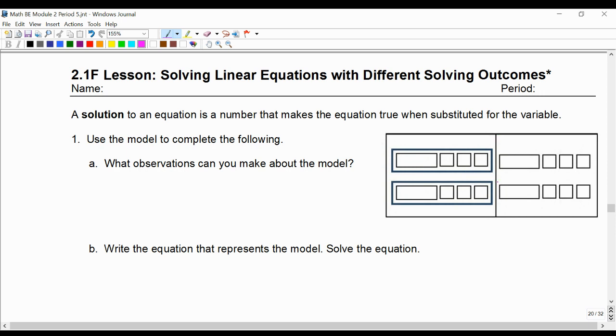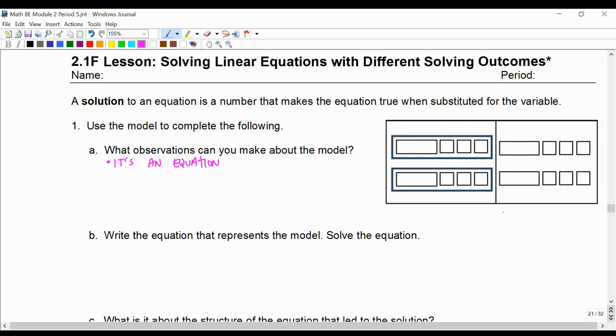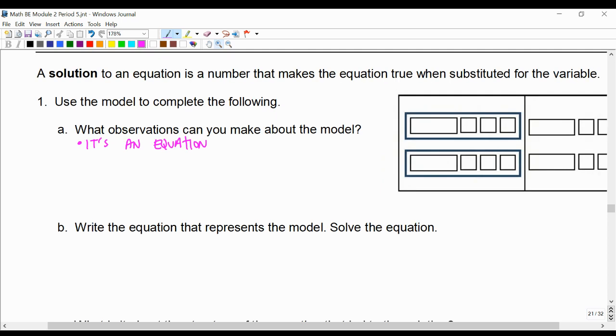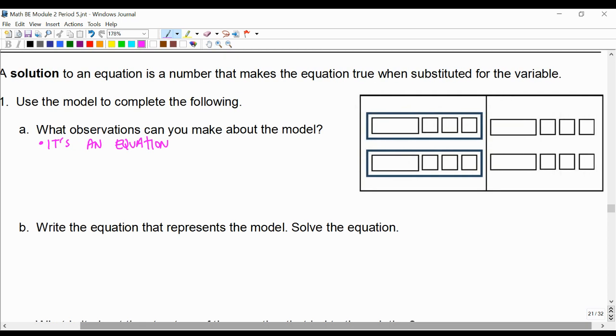So the first thing, you're welcome to pause the video and also make your own observations. First thing I might notice is that it's an equation. That boundary line tells me I'm dealing with an equation. All right, next thing is left side. Has these boxes, those are called groups. Left side has 2 groups.